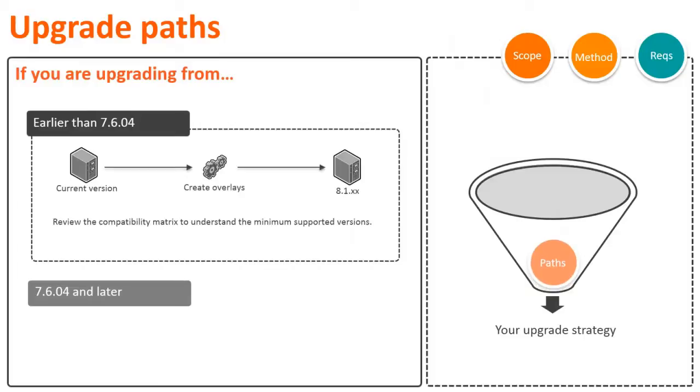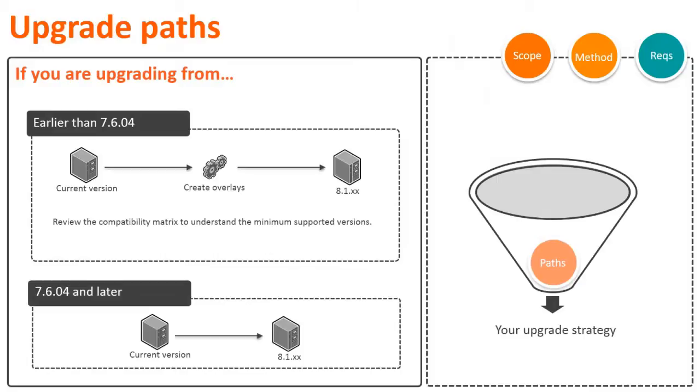If you are upgrading from a version earlier than 7.6.04, you first need to create overlays to preserve your customizations and then upgrade to BMC Remedy ITSM 8.1 or later. You must review the compatibility matrix to understand the minimum supported versions for the upgrade. If you are upgrading from a version 7.6.04 or later, you can directly upgrade to BMC Remedy ITSM 8.1 or later. Overlays are implemented by default from version 7.6.04 and later.